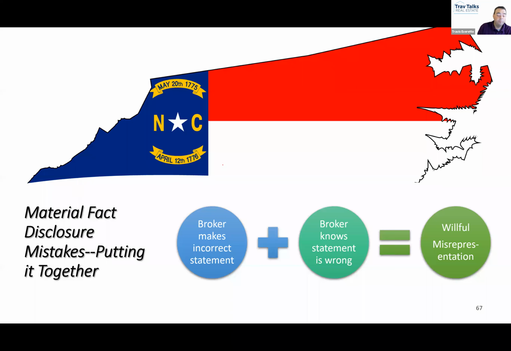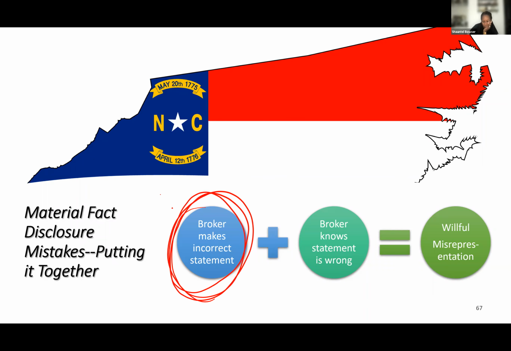Okay. So how do you put it all together? If we make an incorrect statement and we know the statement's wrong, what is that? Willful. Willful what though? Willful misrepresentation. There's two pieces to it, right? You make an incorrect statement. Is that willful or is that misrepresentation? Making an incorrect statement has nothing to do with willful. It's misrepresentation. It is a misrepresentation.